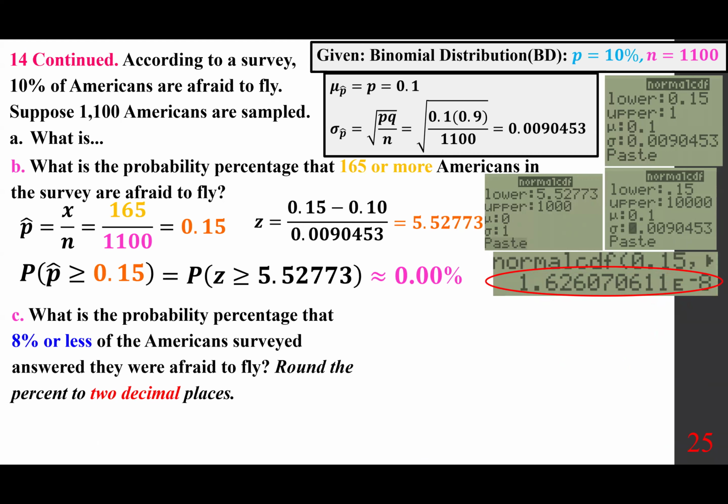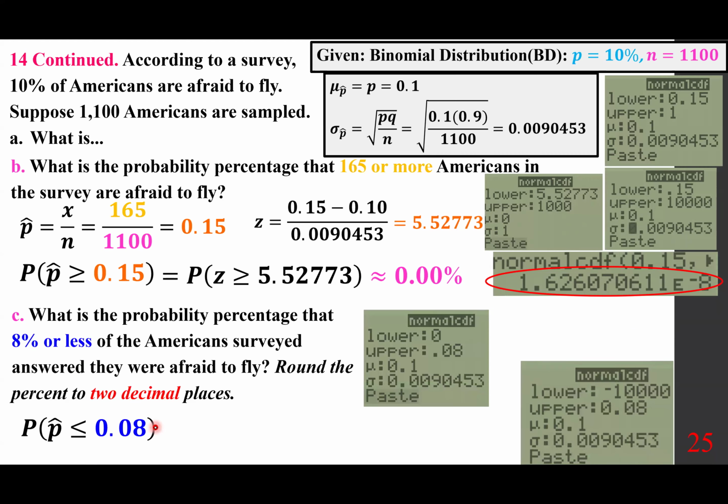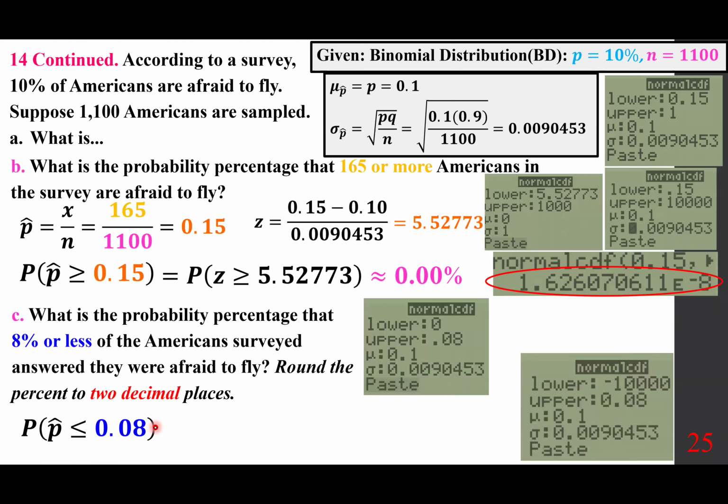What is the probability percentage that 8% or less of the American survey answered they were afraid to fly, rounded to 2 decimals. So same thing, probability of P hat less than or equal to 0.08. And at this point, you can go through the process or you can use technology.